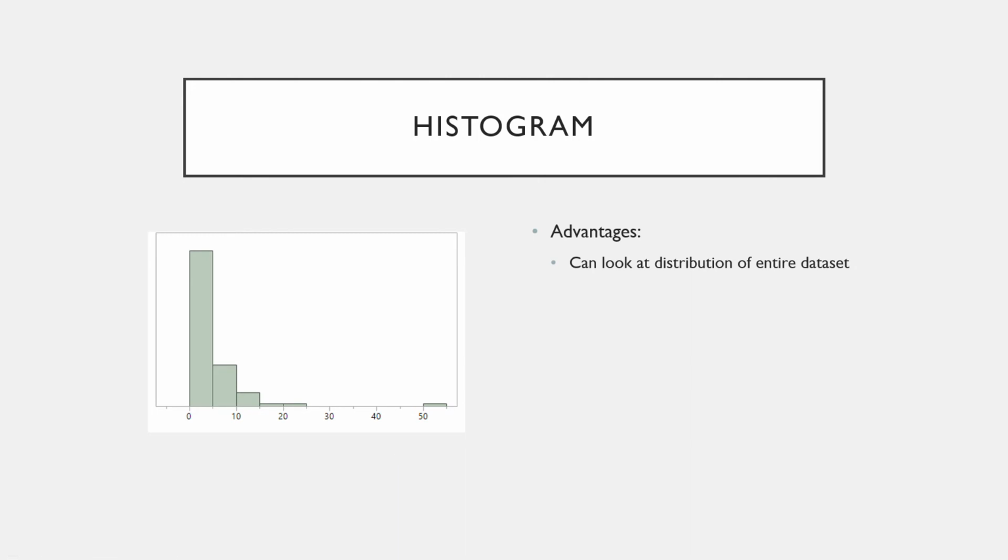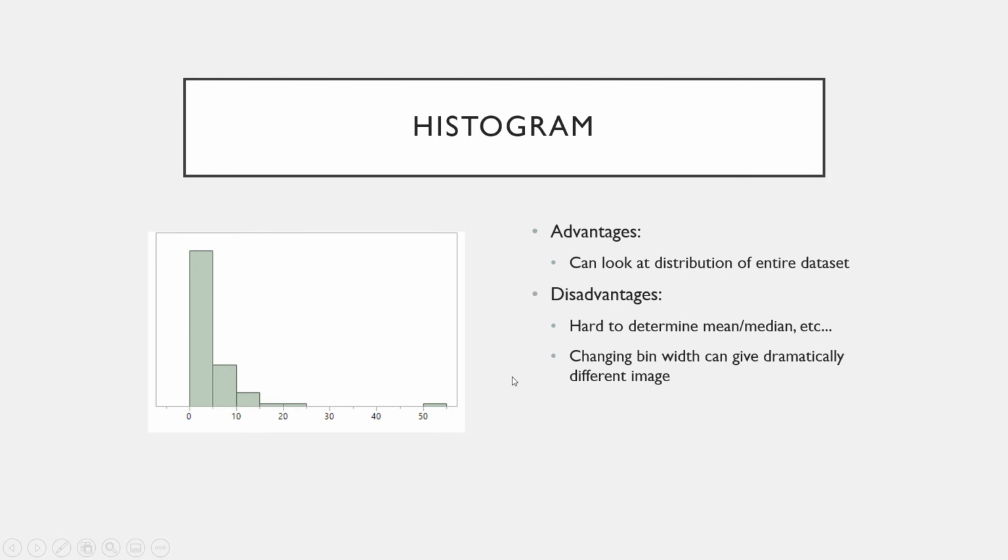So advantages: we can look at the distribution of the entire data set, right? We can see all of the data that's here, and we can see roughly how it's distributed. We can see that the majority is over here in the far left, and then we have this one little bit out here. Disadvantages: it can be hard to determine the mean or median from this. I look at this and I really don't know what the average amount is or what the middle area is. And I have another video I'm going to do on what mean and median are.